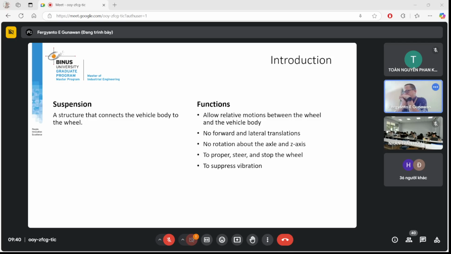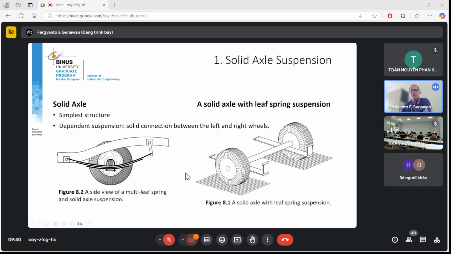And engineers have solved this problem. What kind of structures can you make to allow this requirement to be fulfilled? And we start with a traditional suspension system, which is a solid axle.